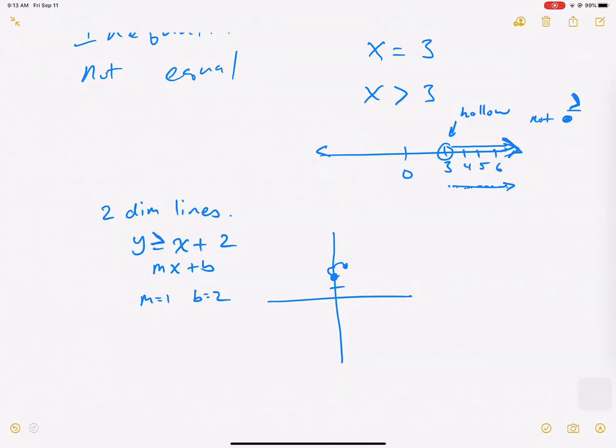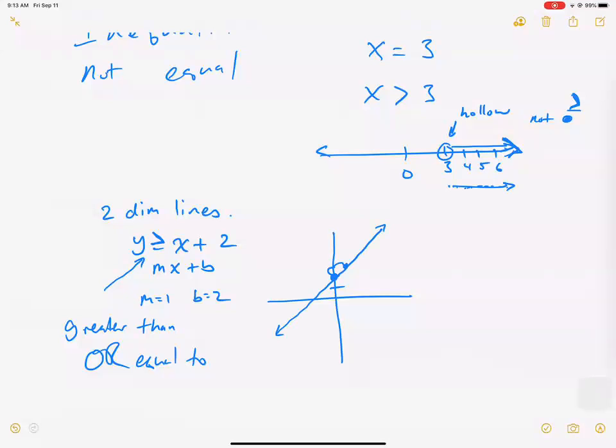Now, we also brought up the fact that if this is greater than or equal to, that means not only do we have to be greater than this line that we're going to draw, but we can also be equal to it. We can be on that line. I'm going to draw a solid line on this.